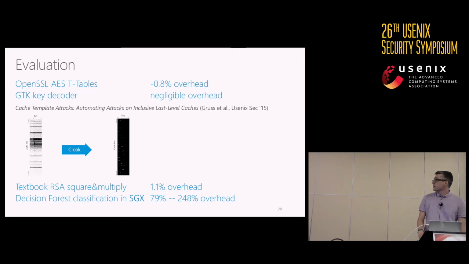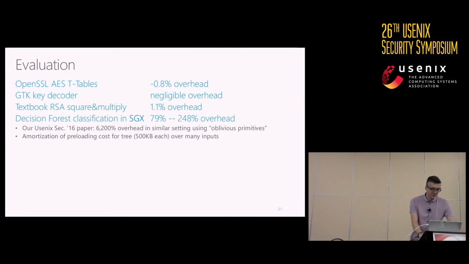Similarly, we took an attack from USENIX Security 2015. This is an attack where the attacker was inferring keystrokes from another process in the GDK library. And without going too much into detail here, on the left side there is a signal. On the right side there's mostly no signal.